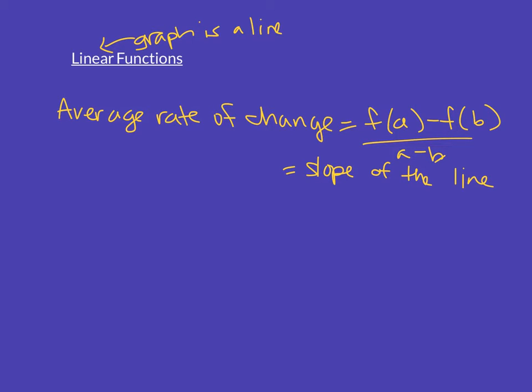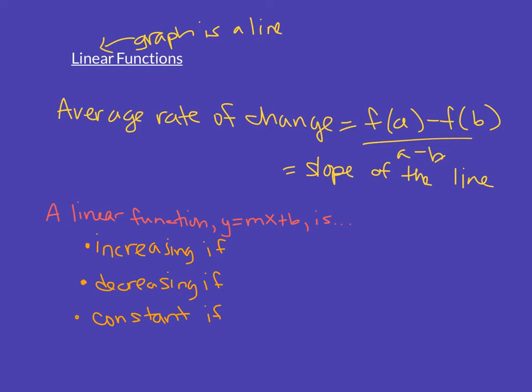And it's not just an average rate of change, it's actually a constant rate of change that you'll have no matter what your x values are. The second thing is increasing, decreasing, and constant. A linear function will be increasing everywhere if its slope is positive. It will be decreasing everywhere if its slope is negative, and it will be constant everywhere if its slope is 0. Those are our horizontal lines.